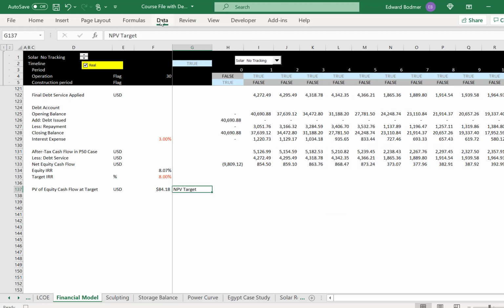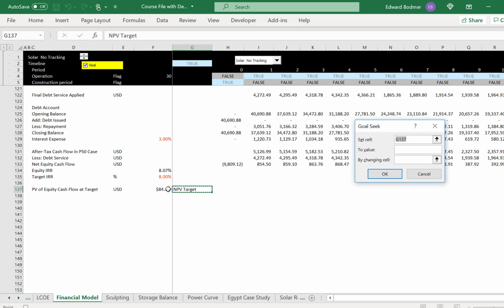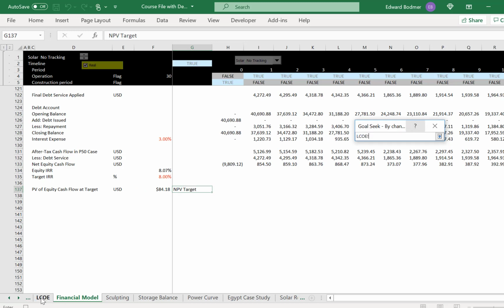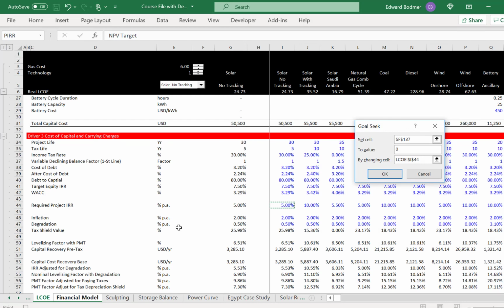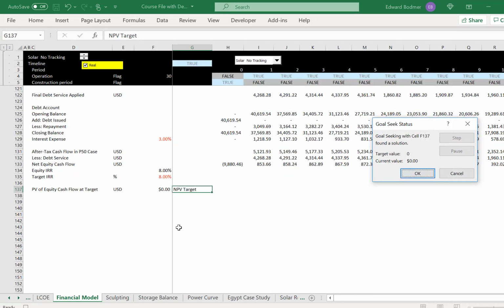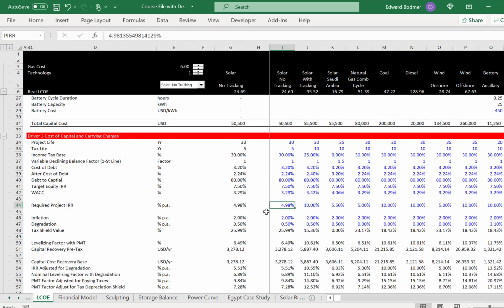And then we're going to go to the data, and we're going to go to what if analysis, and we're going to go to the goal seek. We're going to set that to 0 by changing over in the other thing, the PIRR, okay? And now we better stop recording, stop, okay? And what we have is that we need a 4.98 return.